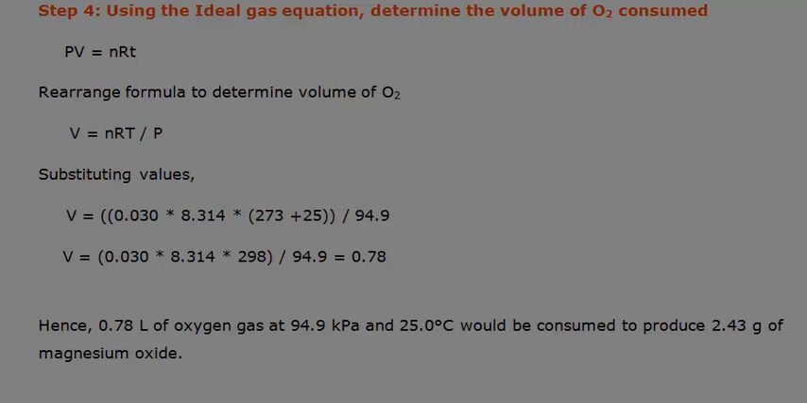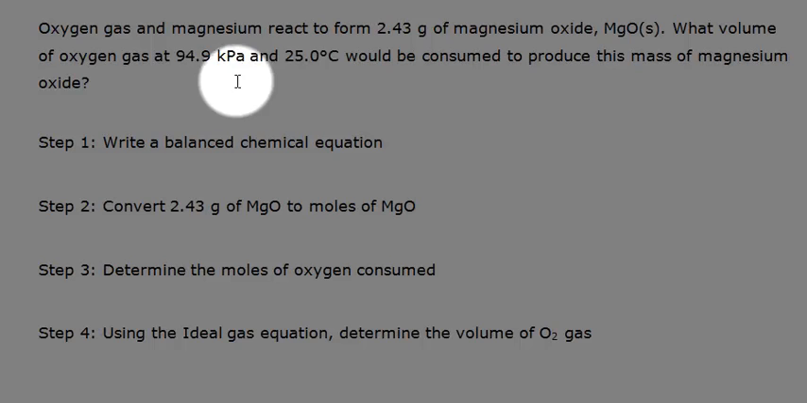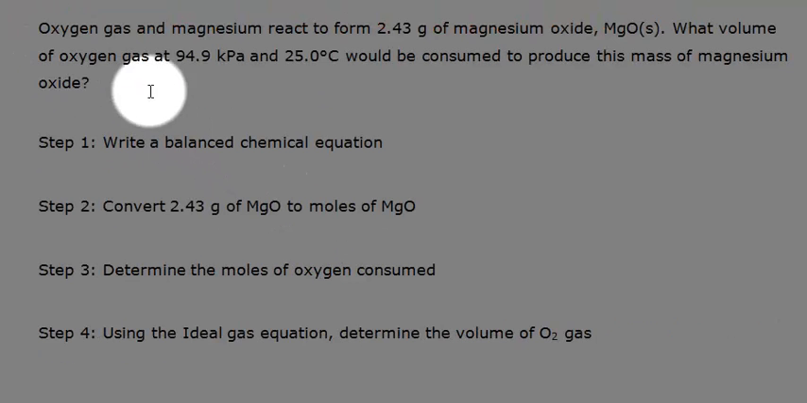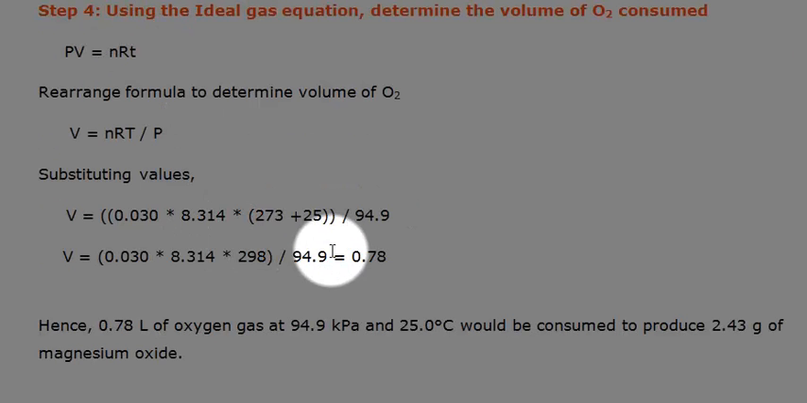Now, from the question, the temperature is 25 degrees Celsius. To convert 25 degrees Celsius to Kelvin, we need to add 273. Then we divide this value by the pressure, which is also given in the question, and the pressure is 94.9 kilopascals. So we need to divide this by 94.9.